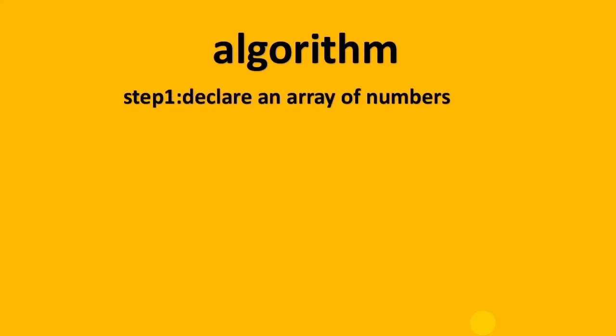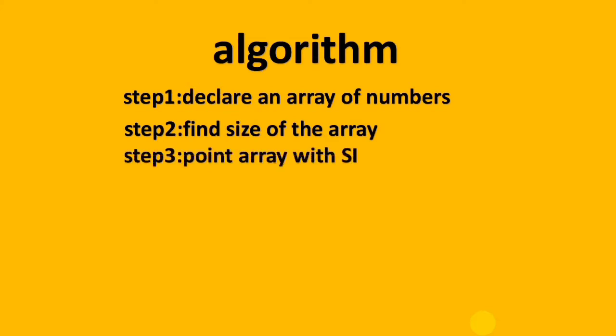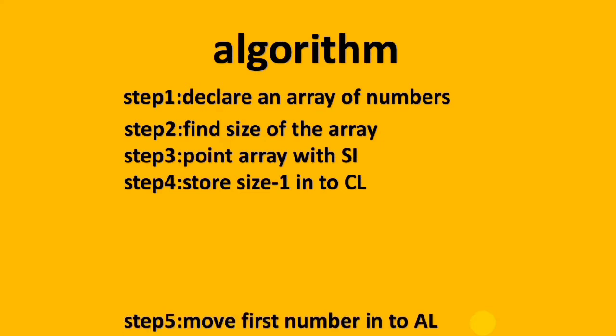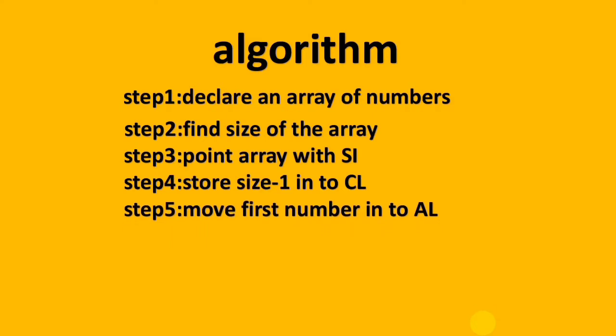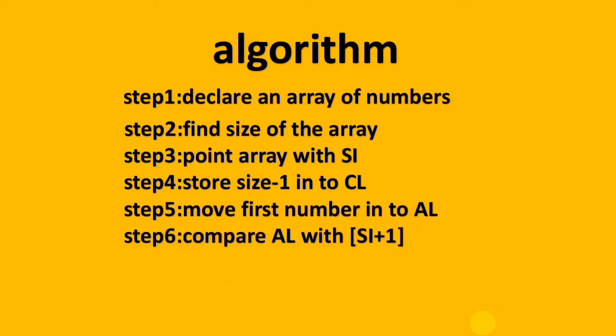The logic for this program, or the algorithm, is: declare an array of numbers, find its size, point the array with SI, and store size minus 1 into CL, because if there are n numbers there will be only n minus 1 comparisons. Then move the first number into register AL, and compare AL with SI plus 1, that means compare the number in AL with the second element of the array.